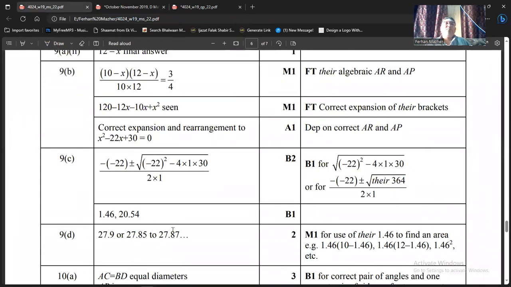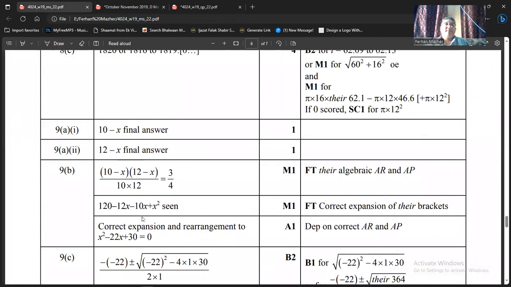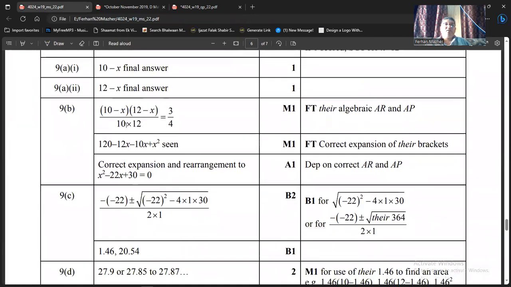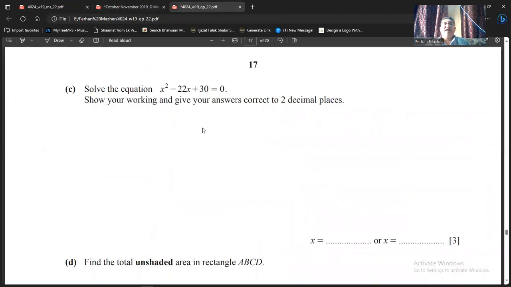So you will have 1.46, 20.05, and you can see, yeah, question number 9, all the answers are showing. These answers are right. Okay, then we have the next part.